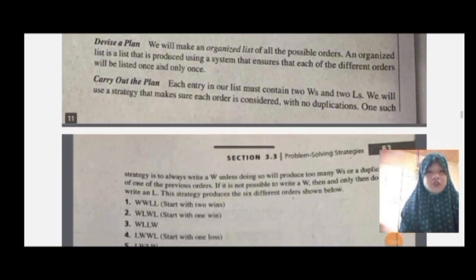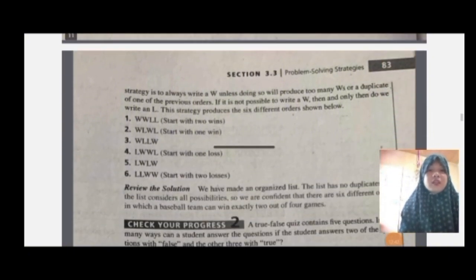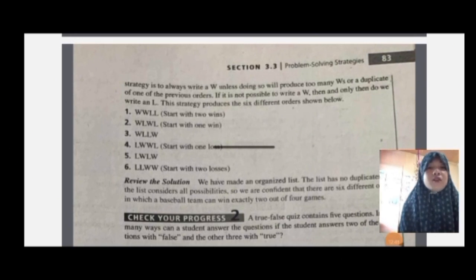One such strategy is to always write our wins unless doing so will produce too many wins or a duplicate of one of the previous orders. If it is not possible to write a win, then and only then do we write a loss. This strategy produced the 6 different orders shown below. And for 1 to 6, those are the 6 different orders shown below.